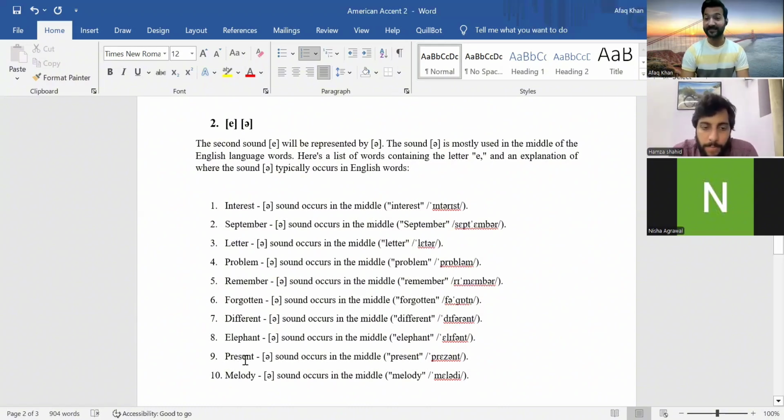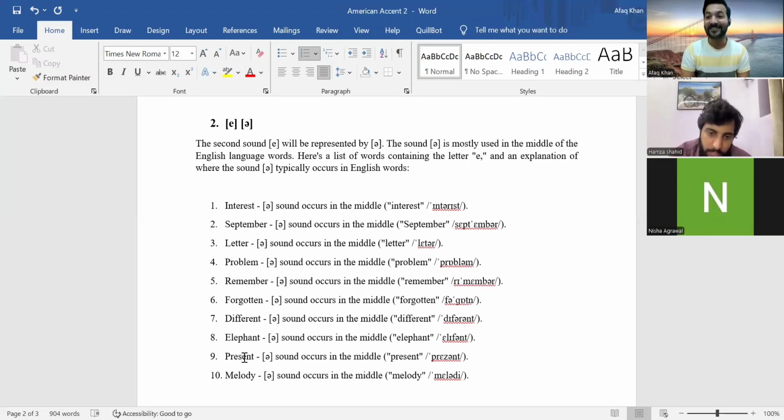The letter E has the schwa sound that occurs after the fricative, after the S consonant. After the S consonant, we've got the vowel, the schwa sound, in this E after the S. And how would you say that? Present. No, no, present. Very good, very good.